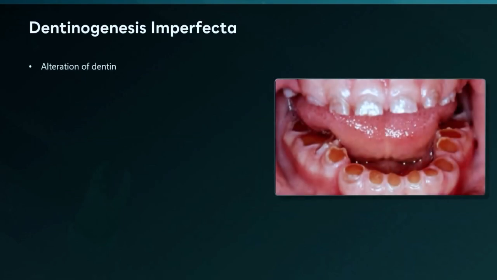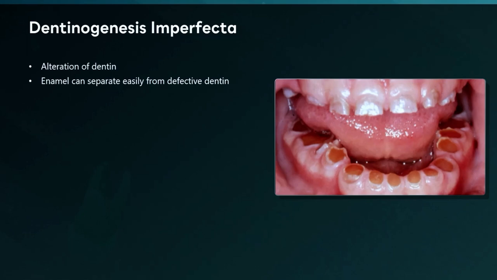Dentinogenesis imperfecta. This is a genetic autosomal dominant condition that affects the formation of dentin in teeth. So in this condition, the dentin forms the bulk of tooth structure, and this is the part that's affected. In this condition, the enamel can easily separate from the defective dentin, leading to enamel loss or detachment from the underlying tooth structure. Notice how the enamel is lost in this picture.